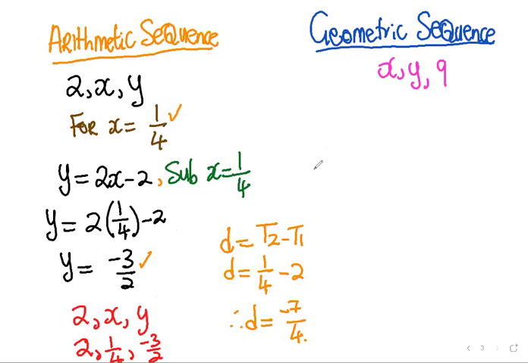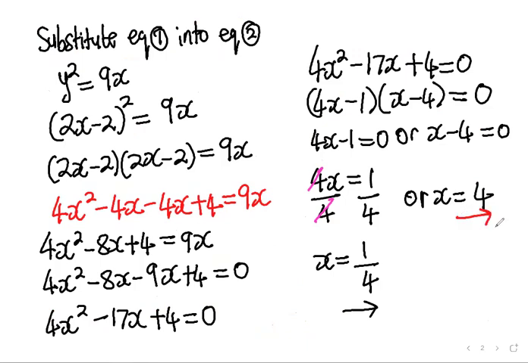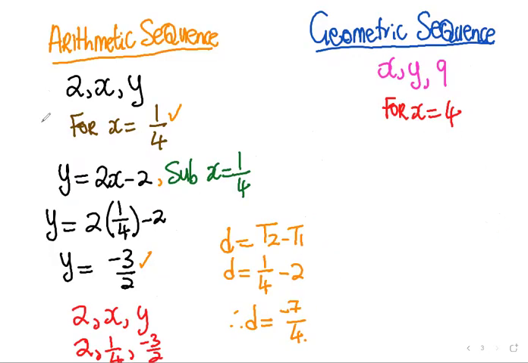And then for the geometric, we'll just try to put, for x, here we're going to say x equals 4, because remember we got 4 on the other hand, which is this one. So we're going to just try to substitute it on our equation. So remember our sequence for geometric, it's x, y, and 9. And then now we're going to put 4. So it will be 4, y, and 9.